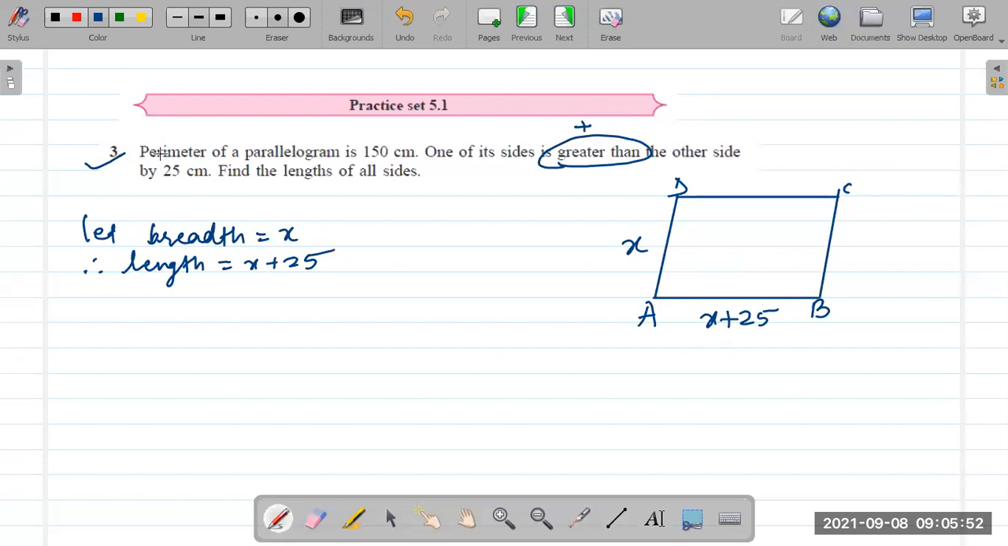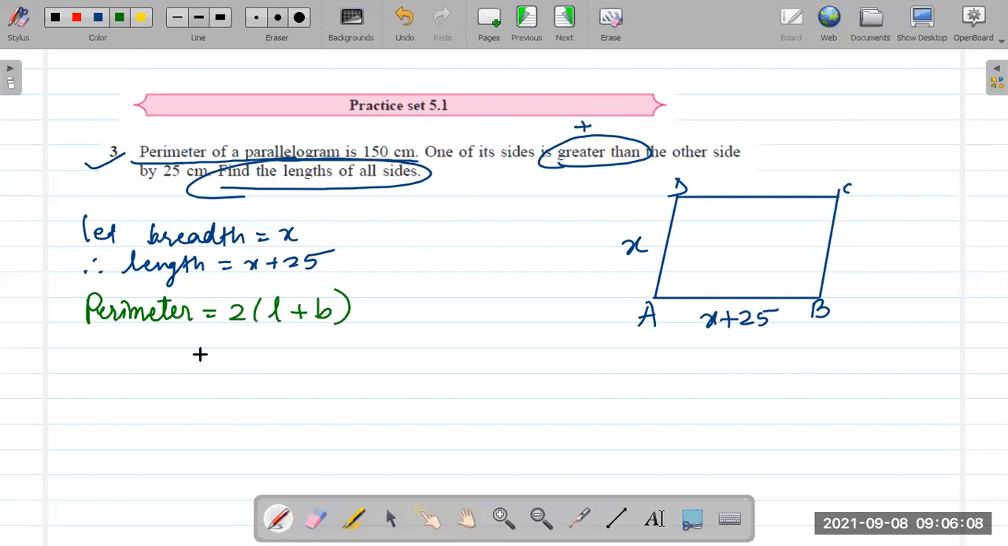Now we are given the perimeter of the parallelogram, so we are going to use this given condition to find the lengths of all sides. We know the formula for perimeter. What is the formula for perimeter? Twice of length plus breadth. And we are given that to be equal to 150 centimeters. So 2 times length, length is X plus 25, plus the breadth, which is X, equals 150.